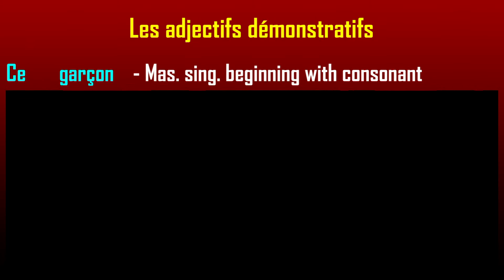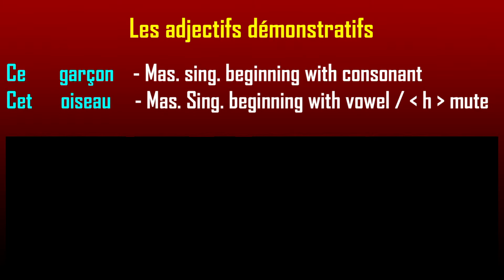This "ce" will be used in front of a masculine singular noun beginning with a consonant. Garçon, boy, a masculine singular noun, and we use "ce" as the demonstrative adjective. Ce garçon, this boy or that boy. When the masculine singular noun begins with a vowel or H mute or H silent, the CE becomes CET.